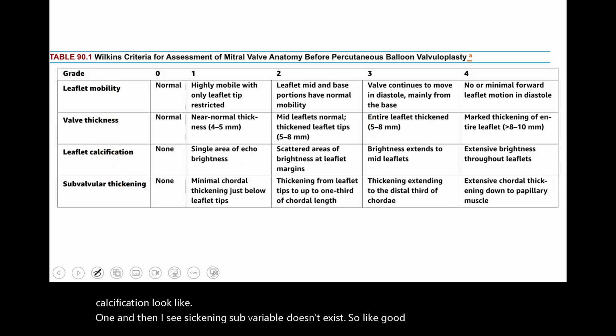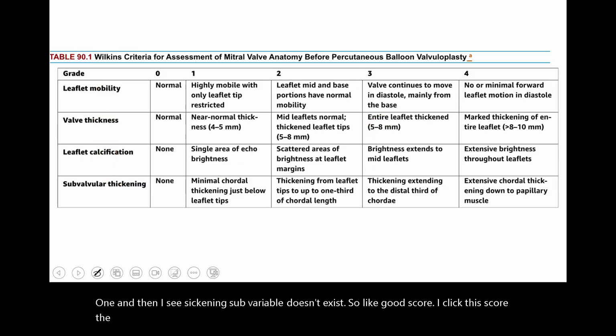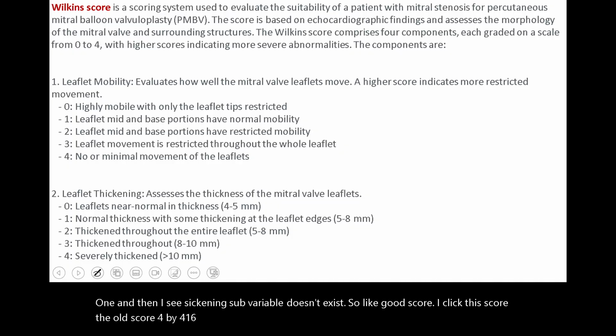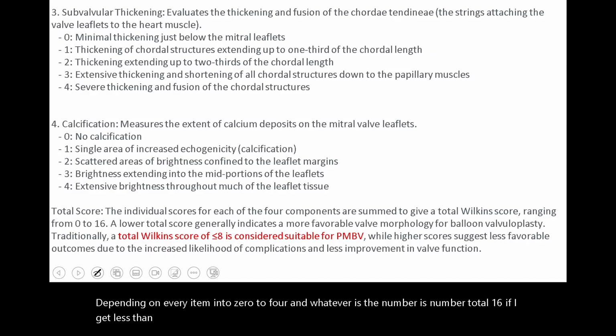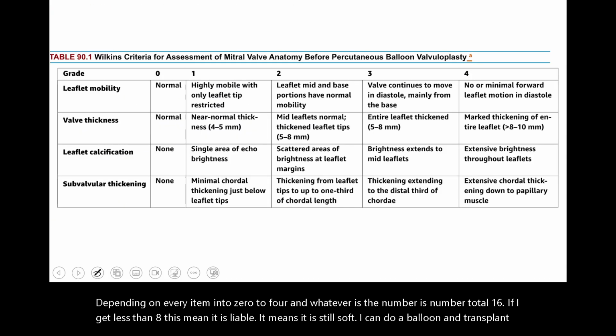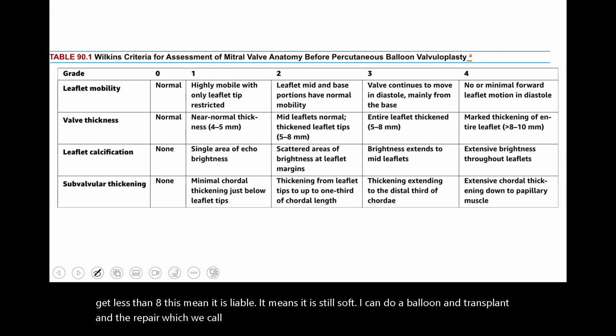I collect this score. All score 4 by 4 is 16. So this is a score depending on every item from 0 to 4, and whatever the number is, the total is 16. If I get less than 8, this means it is pliable. It means it is still soft. I can do a balloon and the repair, which we call percutaneous ballooning valvuloplasty.